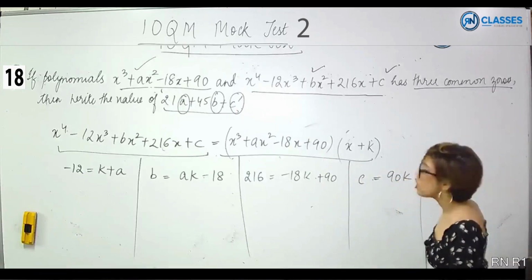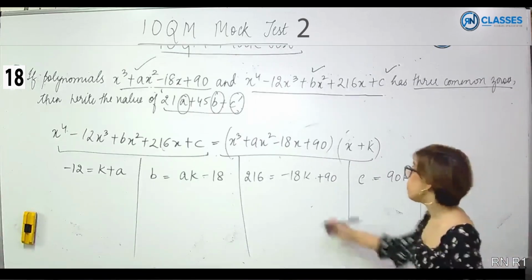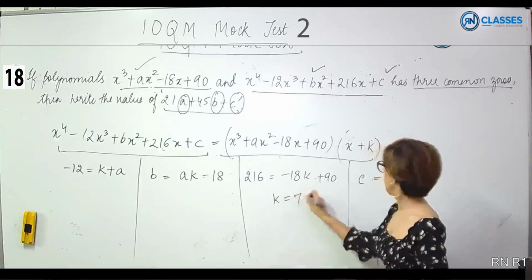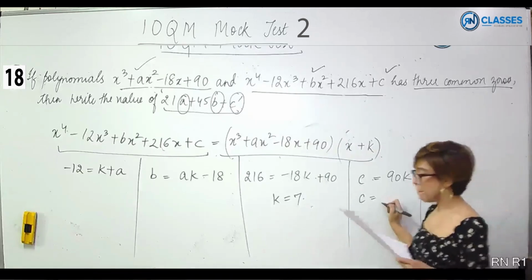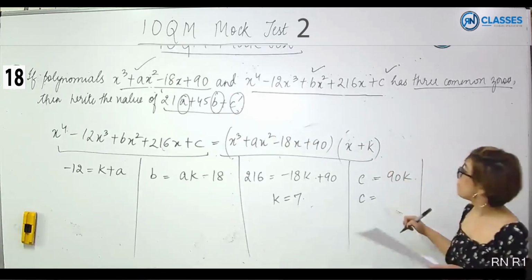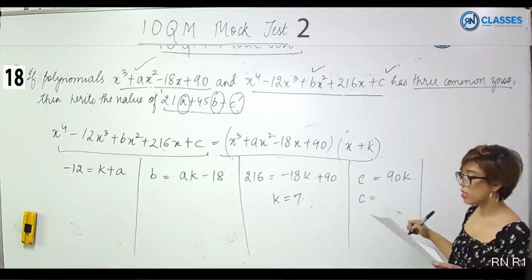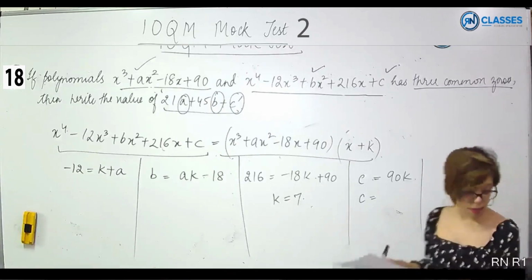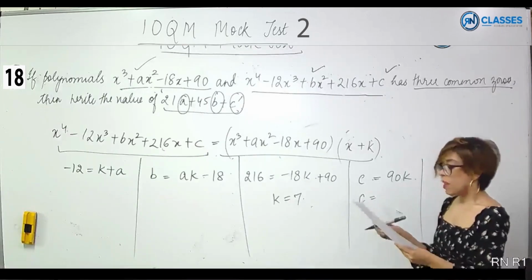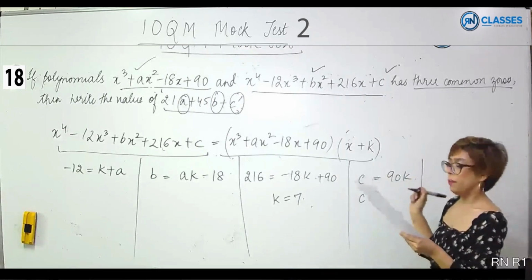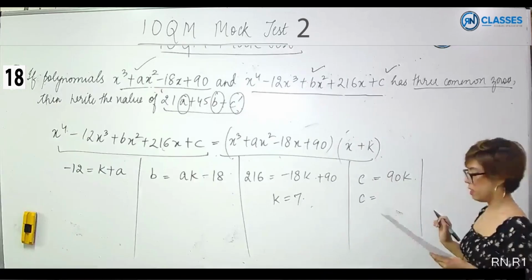Using 4 relations, 4 variables are there. Let me find out the value. First of all, obviously I can see that k will turn out to be 7. Here it is plus 90 or minus 90. Okay, wait. k turns out to be 7. Then this is 90k, that is c. c turns out to be 630.